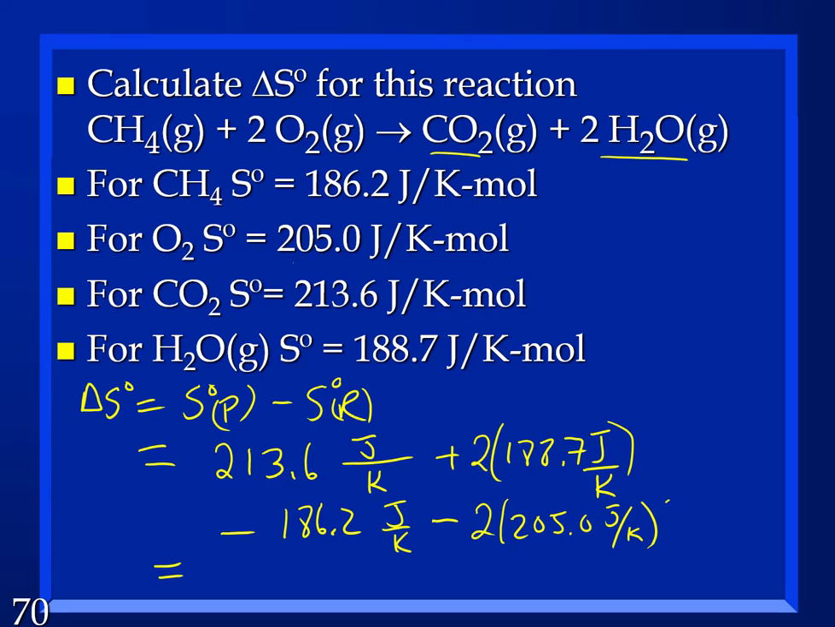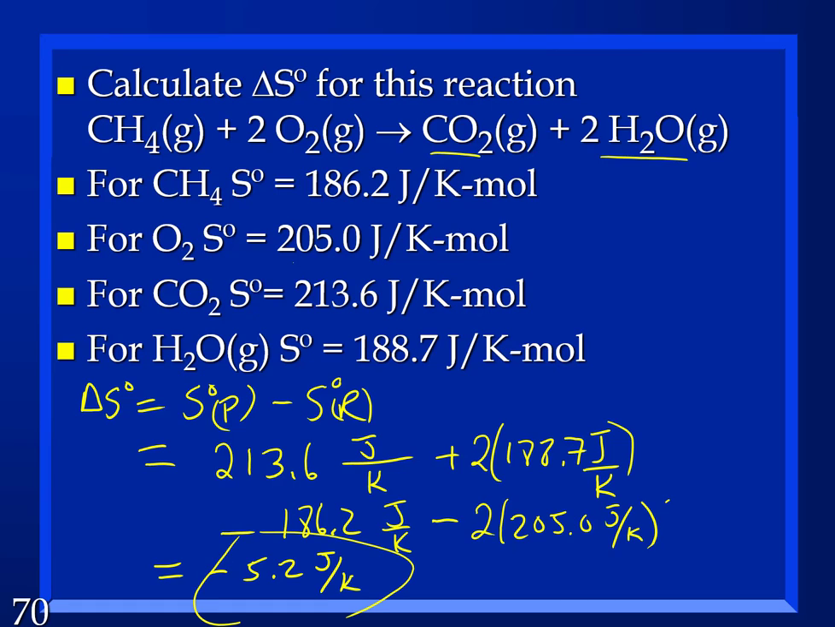I got negative 5.2 joules per Kelvin. So the math is the same as finding delta H, products minus reactants. The mistake people make is not doing products first and forgetting the coefficients. Notice it didn't change very much.